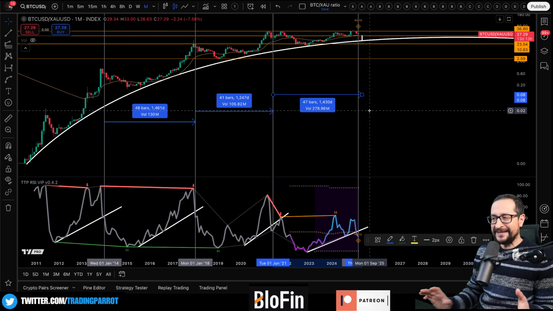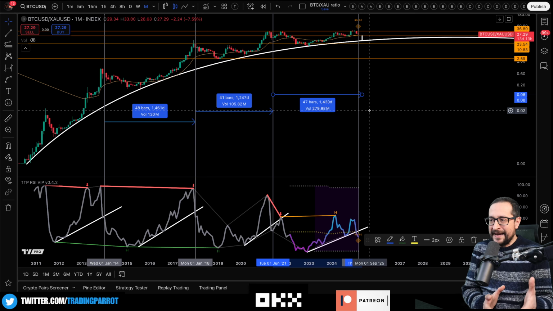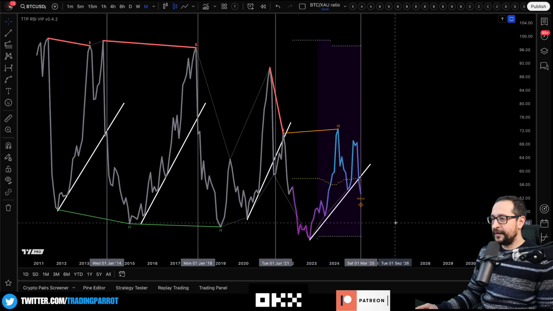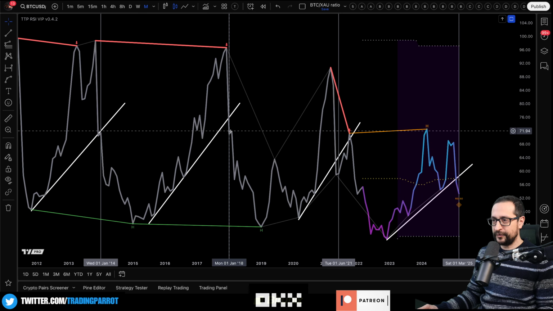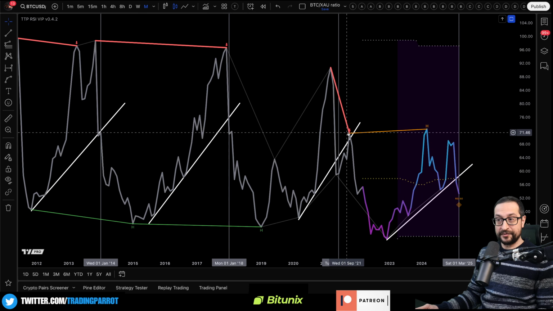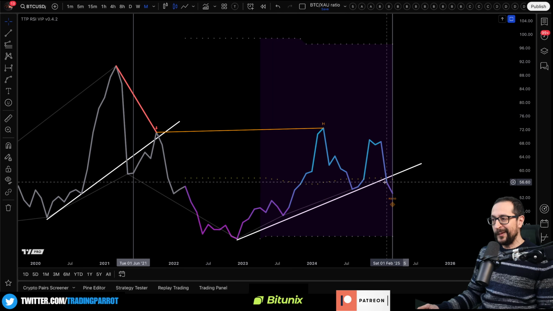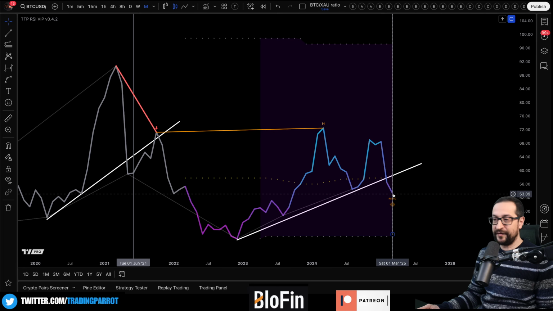Now, what is the RSI saying now in this cycle? Let's make sure that you can see all cycles. Cycle 1, cycle 2, cycle 3 with revenge rally. So where are we here? Well, we broke down in February and we are heading into 53 RSI.